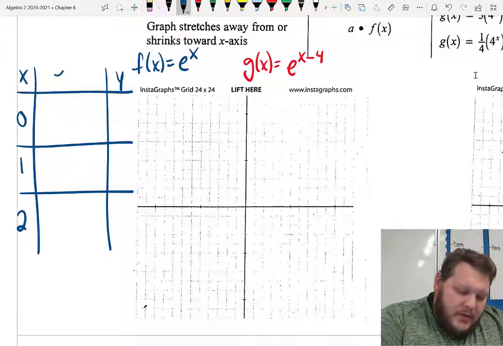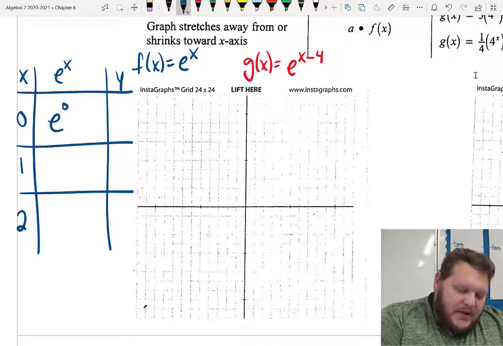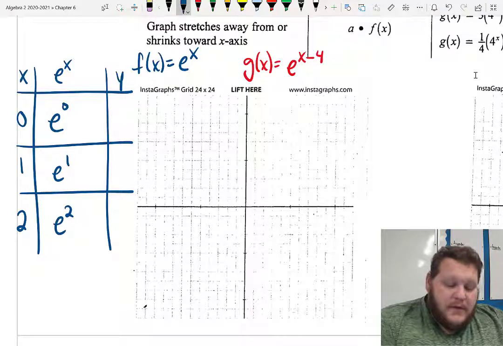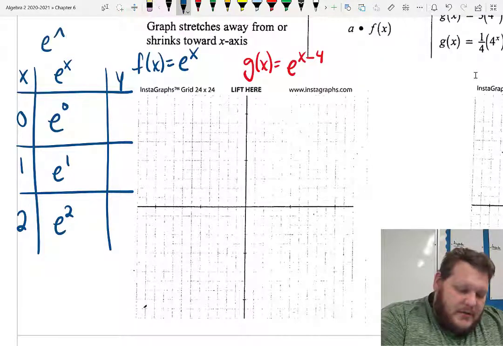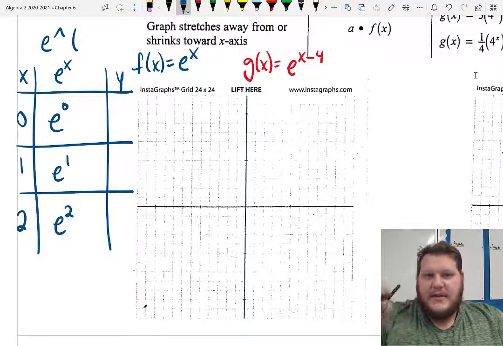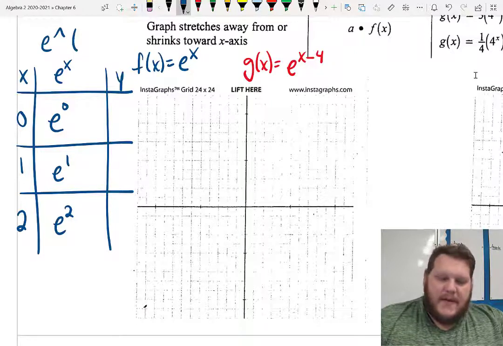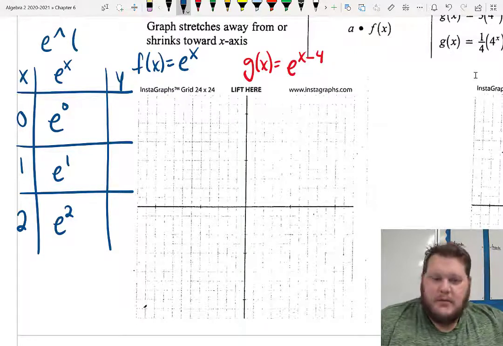So as I'm going through here, my equation is e to the x power, so I'm going to do e to the 0, e to the first, and then e squared. And you've got the option on your calculator to do this. I think most of the time, if you hit the e button on your calculator, it's going to pop up with the little exponent caret and then open a parenthesis. You'll put in whatever the exponent is in there, and that'll be good to go.